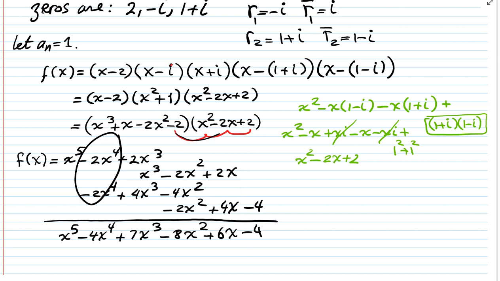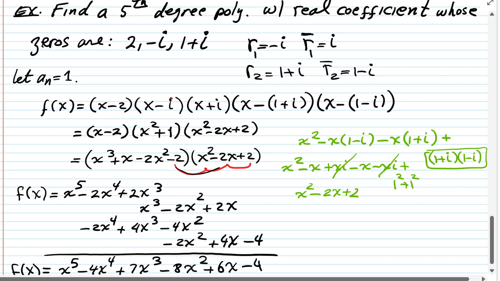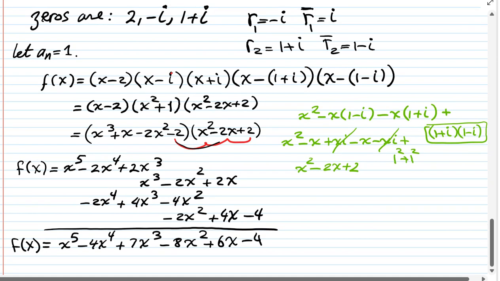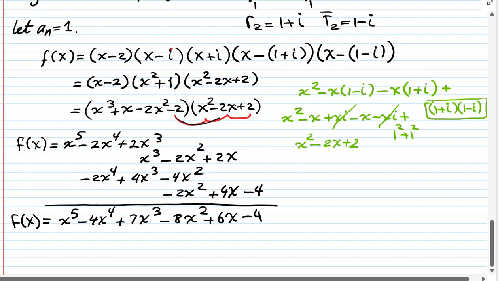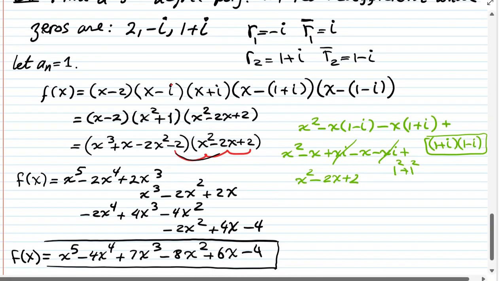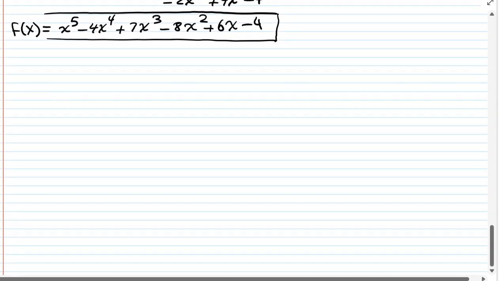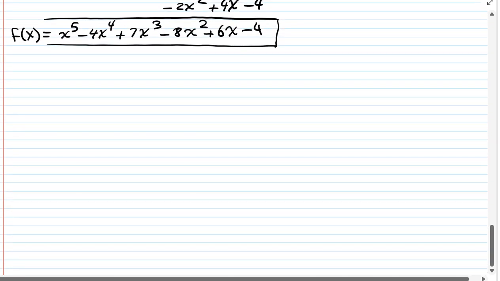And there you have it. There is your 5th degree polynomial. It took a little while because the roots are complex, and this is a 5th degree polynomial. But here's the solution. This is what we wanted, and that is the answer to this problem. Okay. Now, let's take a look at another example.